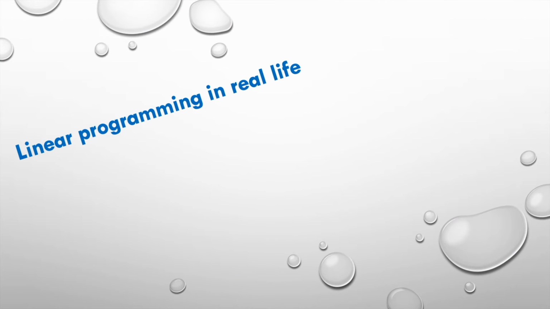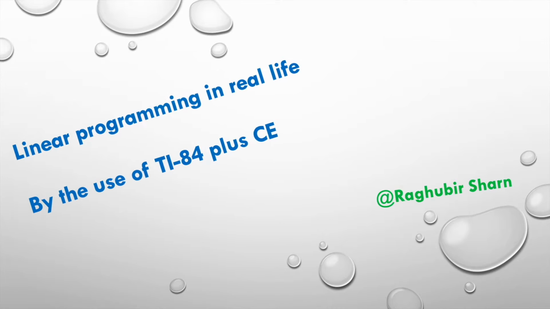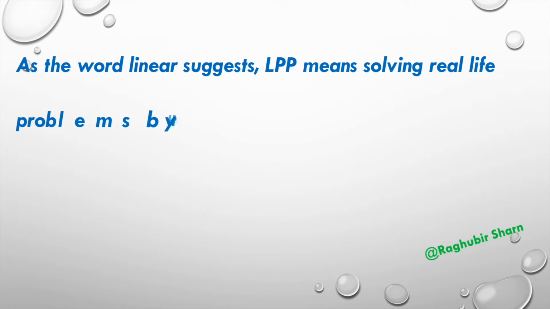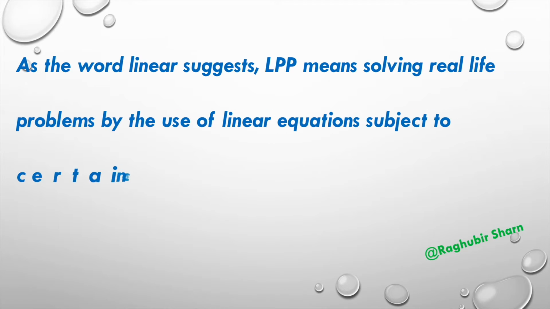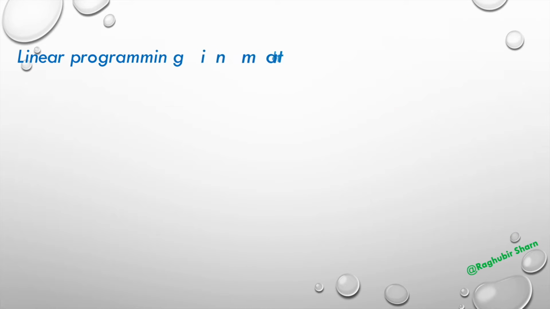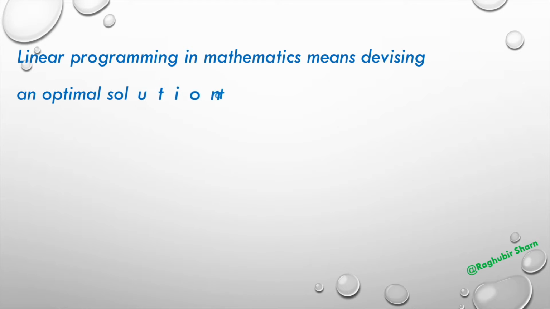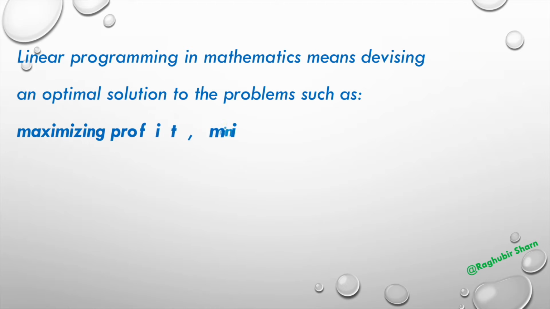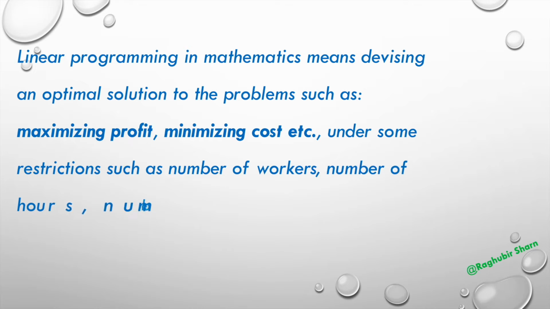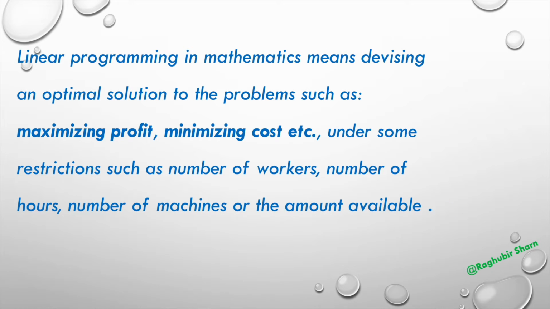To see how to use linear programming problems to optimize the solutions to real life problems. As the word linear suggests, linear programming problems mean solving real life problems by the use of linear equations subject to certain conditions. Linear programming in mathematics means devising an optimal solution to the problem, such as maximizing profit, minimizing cost, etc., under some restrictions, such as number of workers, number of hours, number of machines, or the amount available.